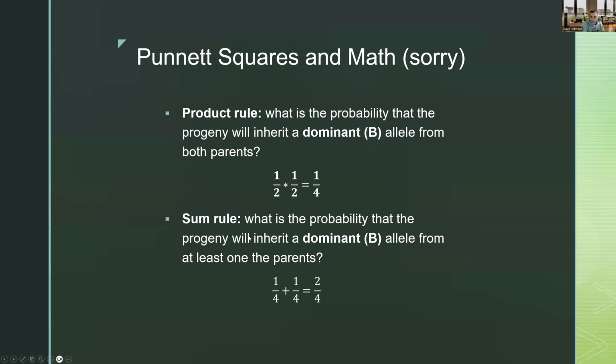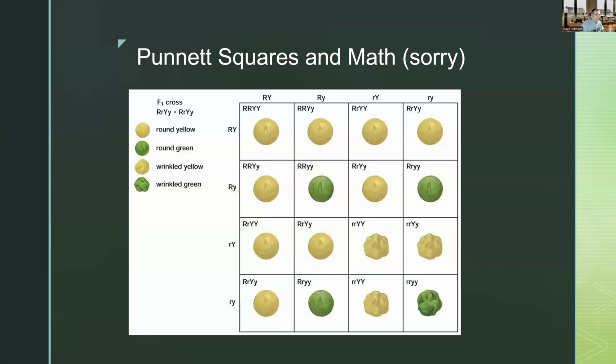That becomes the sum rule. So as we just described, there's a 1 in 4 chance of getting the big B from just mom. There's a 1 in 4 chance of getting the big B from just dad. But we can add those together because we're willing to take a big B from either one. We just want to have the dominant phenotype here. Well, that makes it 2 out of 4 in that particular scenario. So if you want both, 1 in 4. If you're happy with getting it from either, and one's good enough, 2 out of 4 using the sum rule.